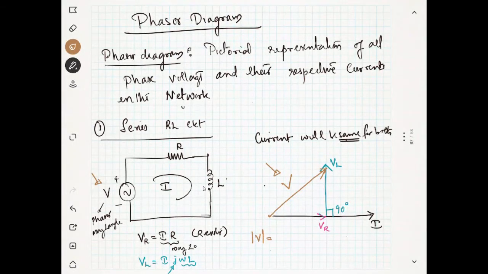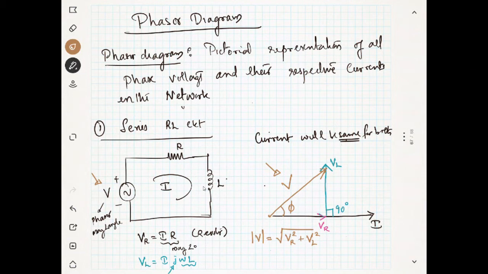You know, by triangle, it is a right angle triangle. So the magnitude of V will be the square root of VR square plus VL square. And this is the angle phi.